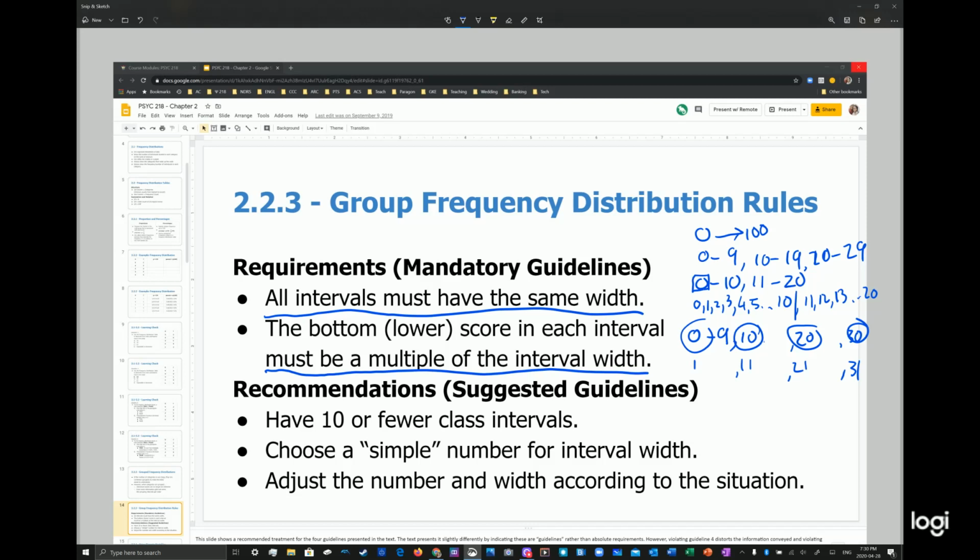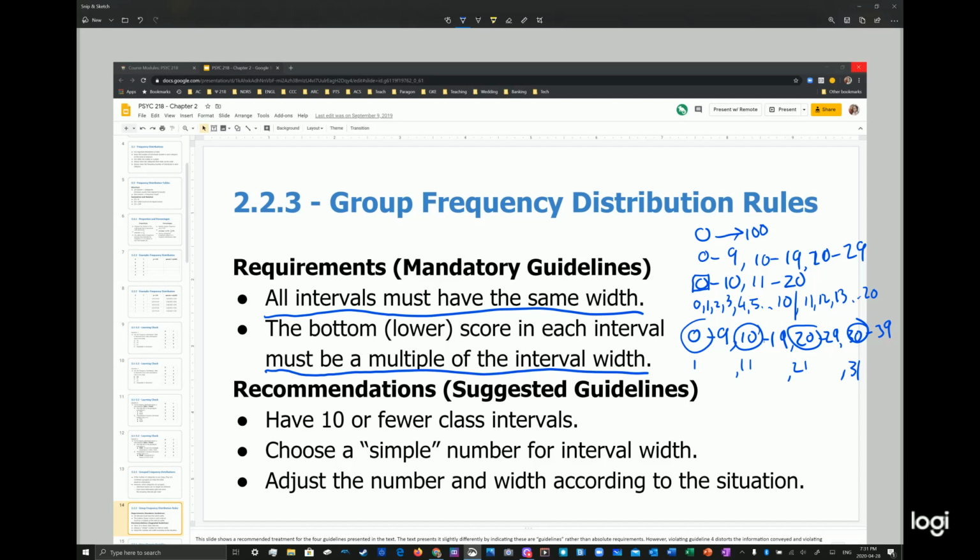But once you figure out the width, you stick by that width and do the bottom number first. And the bottom number needs to be a multiple of the interval width. So if your interval width is 10, then all the bottom numbers of that interval would be a multiple of 10. It could be 0, 10, 20, 30, 40, and so on. And then for each interval, you add the next 9 numbers up. So it will be 0 to 9, 10 to 19, 20 to 29, 30 to 39, and so on.